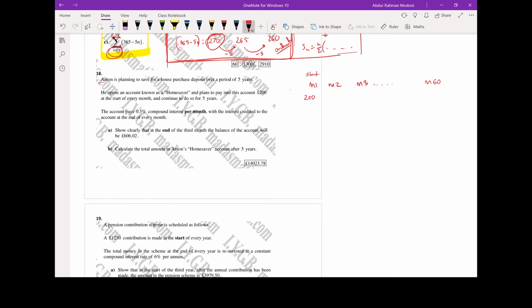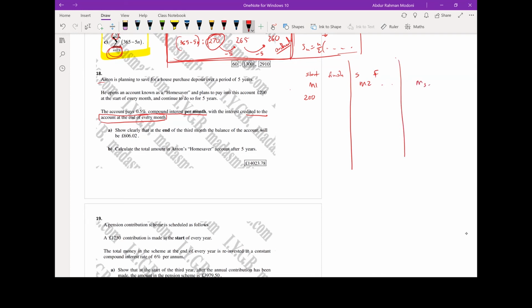The account pays 0.5% compound interest per month, with interest credited to the account at the end of every month. Now, this is really important. We've got start and end. So how I lay out these problems, I'm going to adjust this. I'm going to say month 1 start, and I'll write down here finish. So this is month 1. Again, start, finish, month 2. I'll just call it SF. You get the idea, month 3.